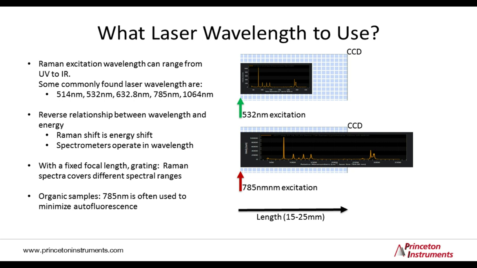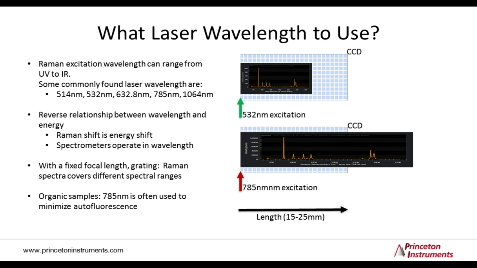Another consideration when choosing spectrometer and detectors is the laser wavelengths that will be used to excite the Raman measurement. Excitation wavelengths today range from the UV to the IR, so some very commonly found wavelengths are listed here. For example, 532 nanometer sources from diode pumped solid state lasers or 785 nanometer diode lasers. We talked earlier about the reverse relationship between wavelength and energy.